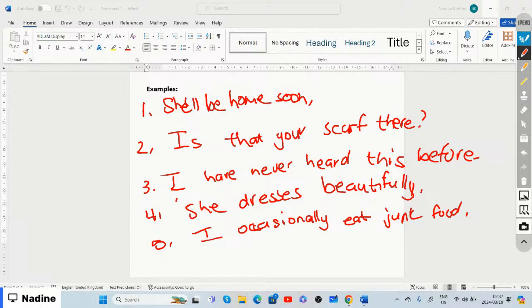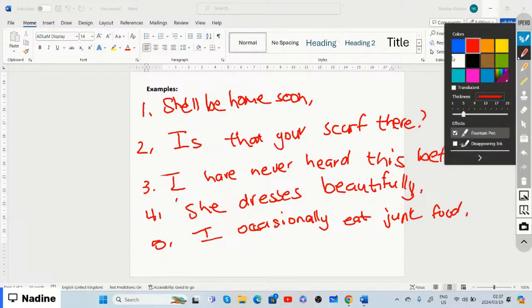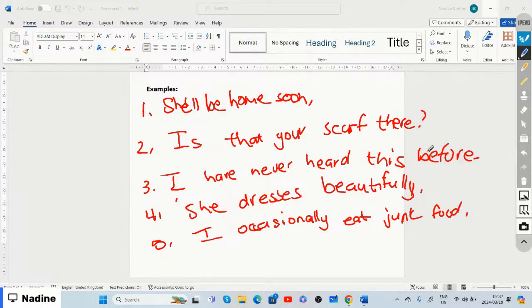The first one is she'll be home soon. What type of adverb do you think this is? She'll be home soon. So we need to say what type of adverb it is. You can either, for example, say it tells us how, when, where, or you can say the type of sentence it is.